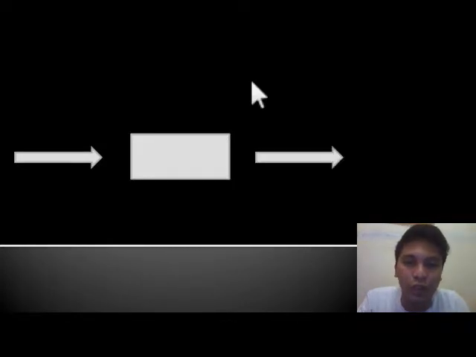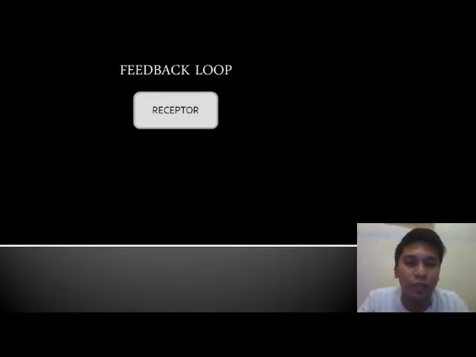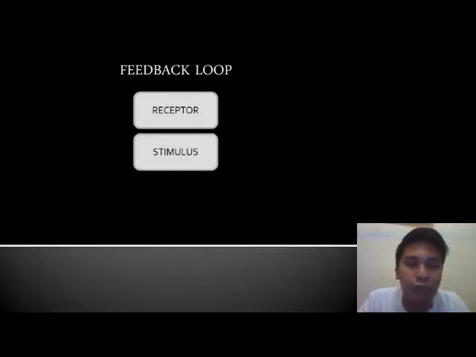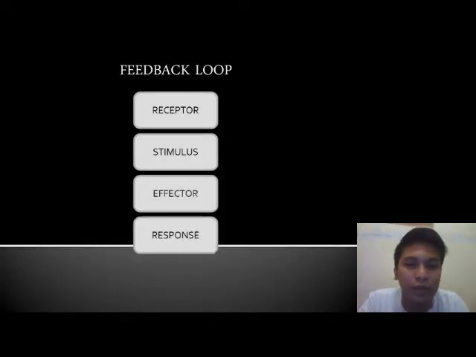In control system, we have a complete system that has the input, the process, and the output, and the application of feedback loop here in the system. To know more about the feedback loop, I'm gonna talk about the four most important elements in feedback loop. Number one element is the receptor, two is the stimulus, next is the effector, and next is the response.